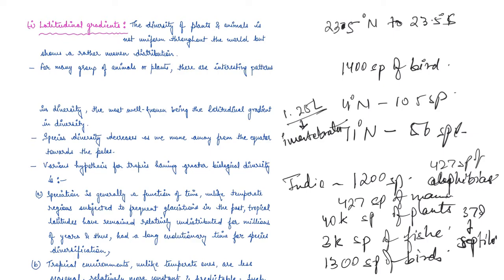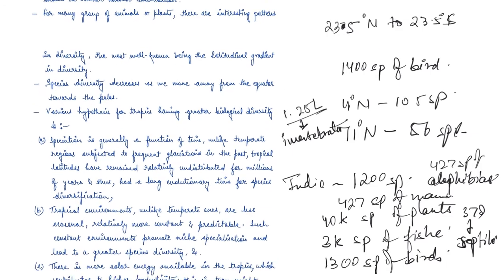Scientists estimate that in these rainforests there might be at least 2 million insect species waiting to be discovered and named. So you can see the importance of the latitudinal gradient. There are various hypotheses for why the tropics have greater biological diversity. Now, what are these various hypotheses?